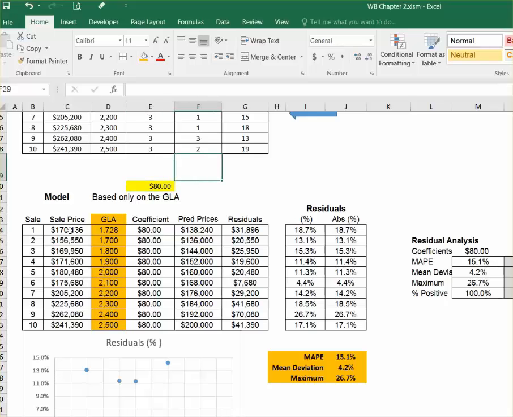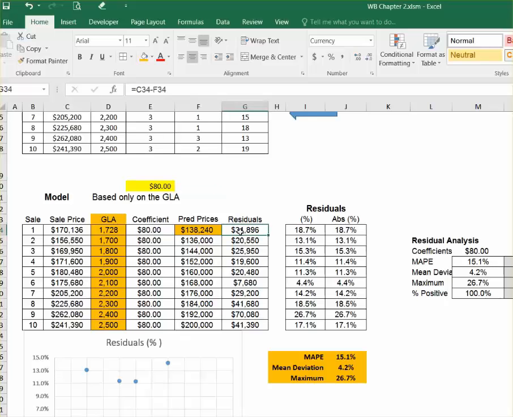So what the model does is it knows the sales price, it knows the gross living area. Now it's going to say, let's try $80. Let's say, out of trial and error, let's just start with $80 for the gross living area and see how well it does. So we're going to take 1728 times 80, and we're going to get a predicted price, excuse me, based on the $80 coefficient, or the $80 adjustment rate. Now we have the predicted price for all of these.